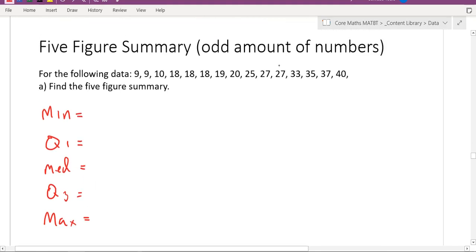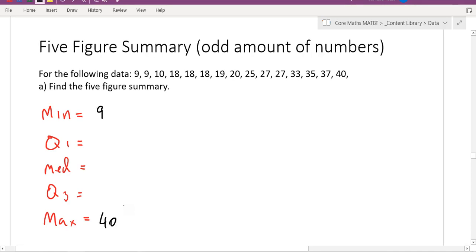For this data set, one thing that a lot of kids forget to do is to always put the numbers in numerical order. You can see that this is already done for us, but sometimes it's not, so watch out for that, because it's one of those little silly mistakes students make. Whenever I do these questions, I always start with the easiest ones, the minimum and the maximum. So what's the lowest, what's the highest? 9 and 40, yes? So lowest is 9, highest is 40, easy.